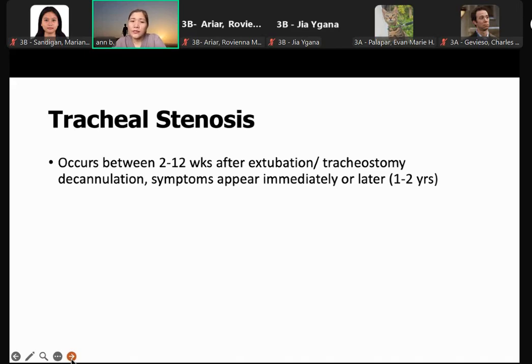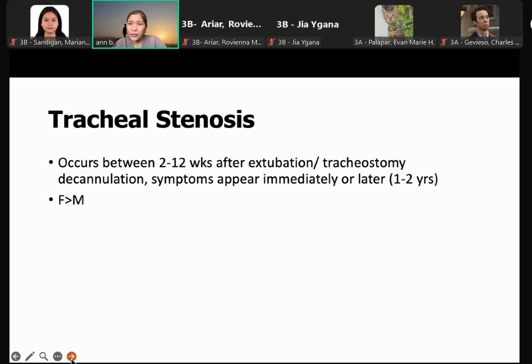So you need to follow up this patient, especially those with sepsis or myocardial infarction. Most of these tracheal stenoses have less blood supply during the injury, during the intubation period, or during the course of the disease, which can lessen the blood supply to the trachea and cause scarring and the stenosis.